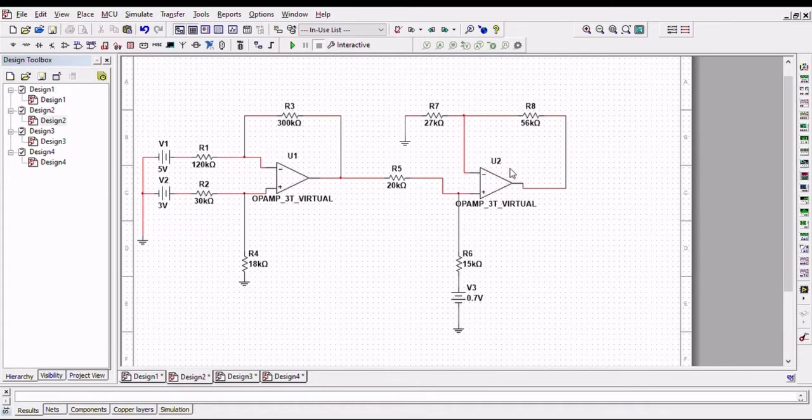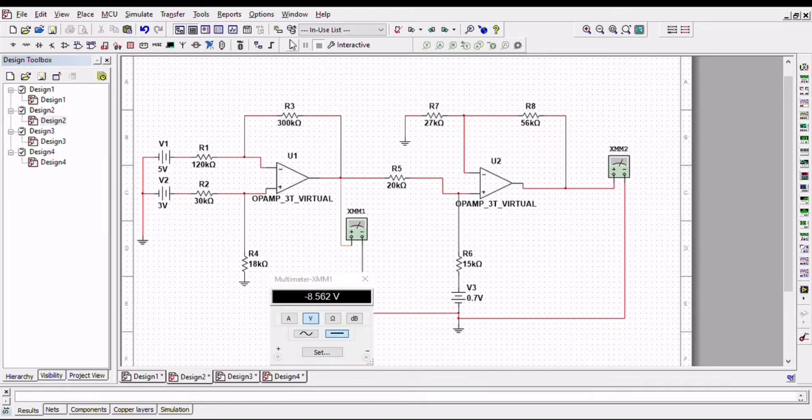So next we need to put the multimeter, so we obtain the value for V out 1 and V out 2. Okay, you can put here first and put here. So the positive one we connect with the V output, and the negative one we connect with the ground. Same goes with this multimeter. Connect the positive side with the output, and the negative connect with the ground. Okay, so we run this simulation to find out the value for the V output 1 and V output 2.